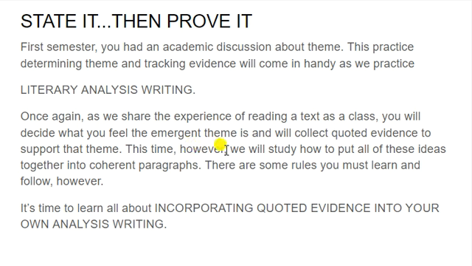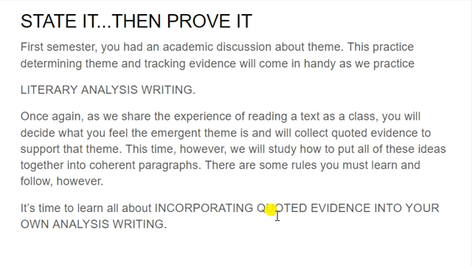This time, however, instead of for an academic discussion, we will study how to put all of these ideas together into coherent paragraphs. So instead of discussing your findings, you're going to put those together into coherent paragraphs. There are some rules you must learn and follow, however, and that's what this is all about. It's time to learn all about incorporating quoted evidence into your own analysis writing.